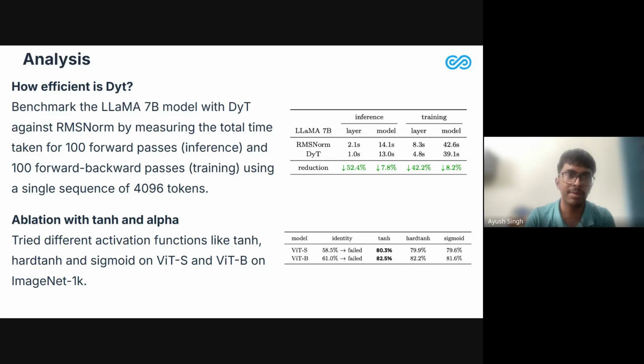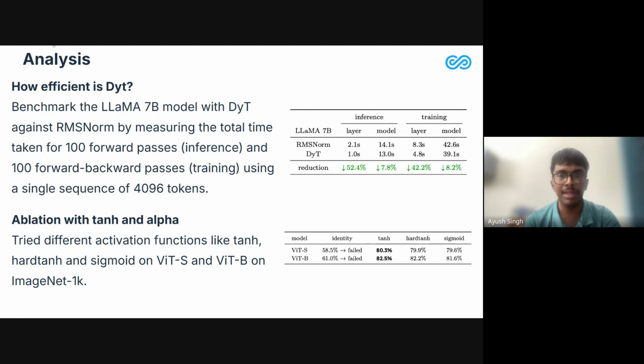This was clearly explained previously. What DYT does is reduce the computation we have to do for the statistics. In RMS norm we have to compute the standard deviation, but in DYT we don't have to compute anything. So they used 100 forward passes and 100 forward plus backward passes on a single token sequence, and found that the times were consistently less, which was quite evident.